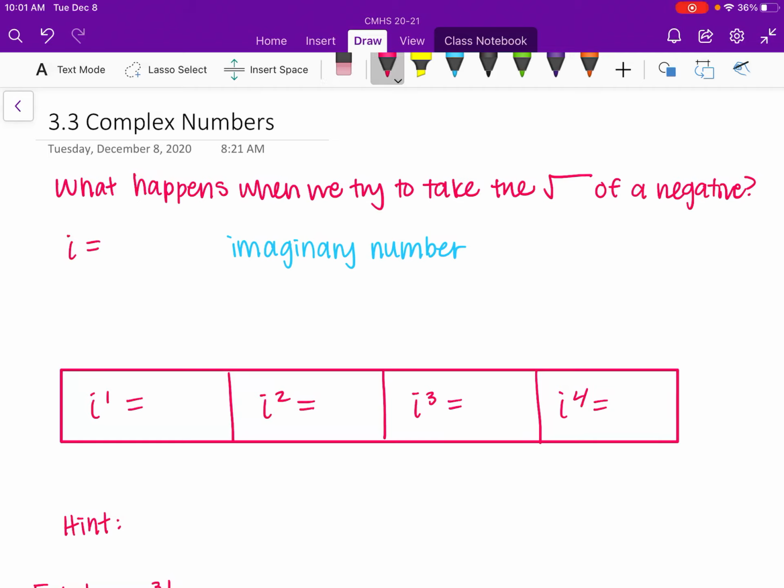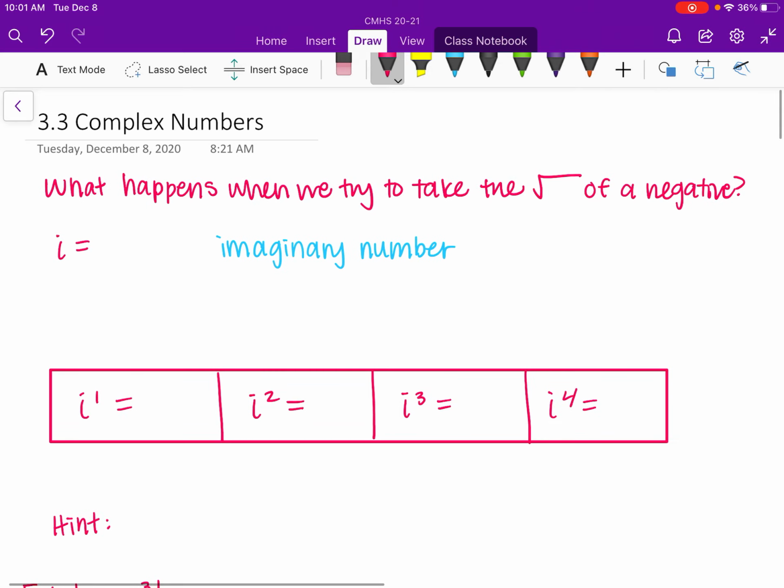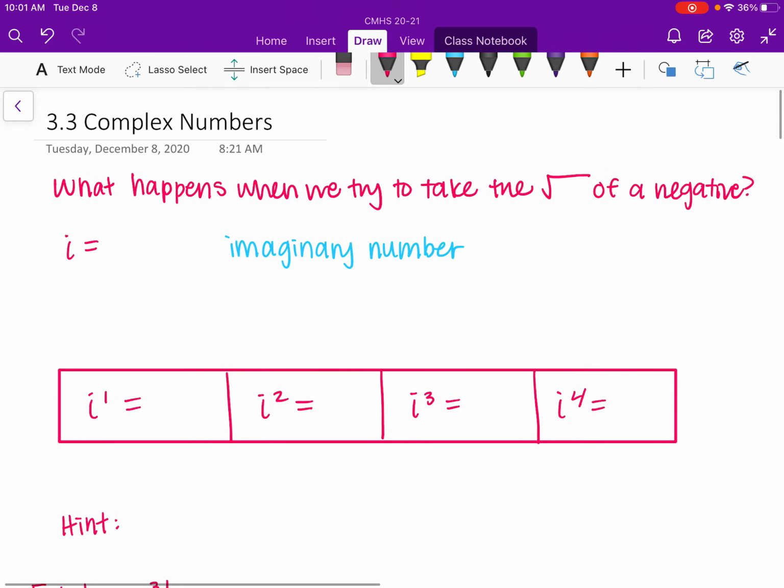All right, hello friends. Today we're going to learn about something that you have probably never heard of before. They are called imaginary or complex numbers. So my question is, what happens when we try to take the square root of a negative? We can't. So far we know that if we try to take the square root of something like -4, we cannot do it, until now.